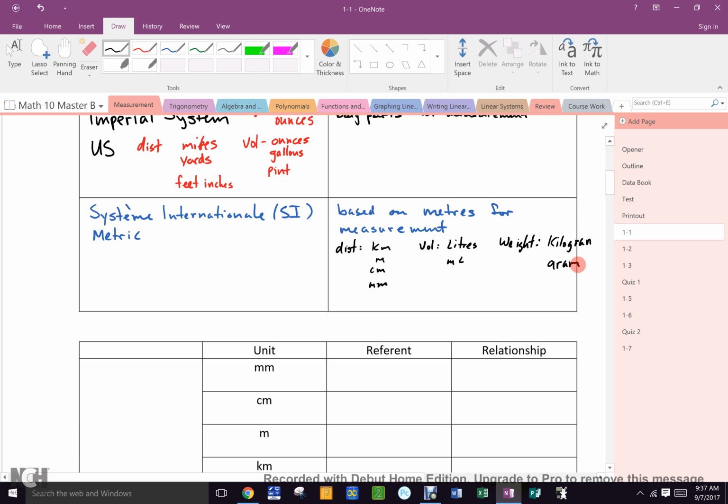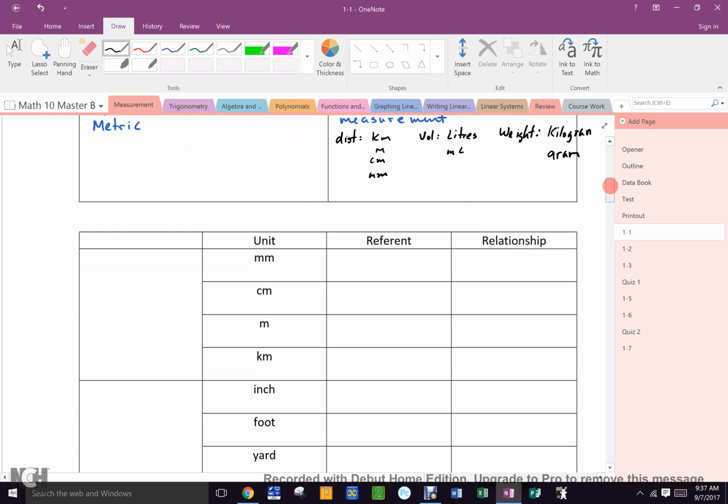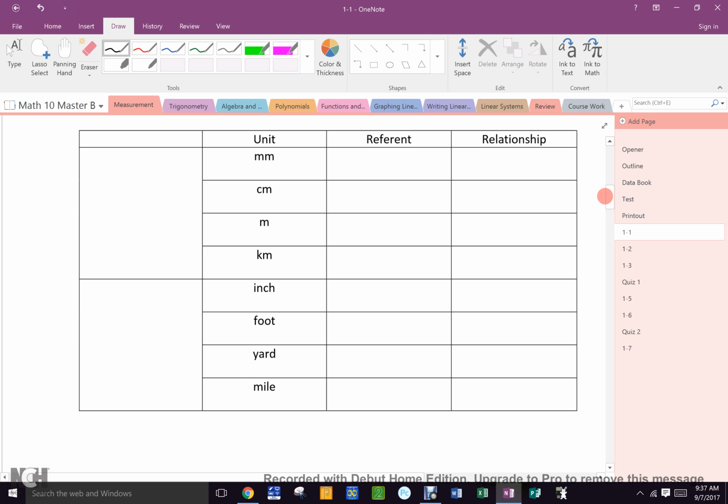Everybody with me? If there is a gram, can there be a centigram? Which would be what fraction of a gram? 1/100th. Can there be a milligram? What fraction of a gram? 1/1000th. Just like a millimeter is 1/1000th of a meter. Everybody cool? All right.